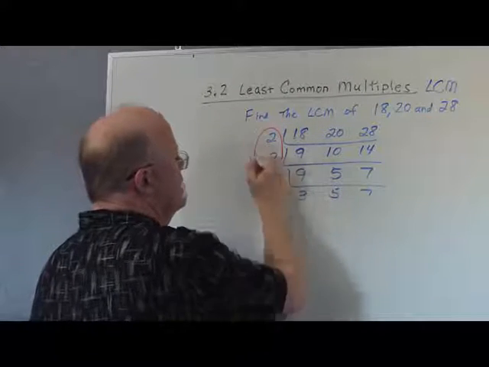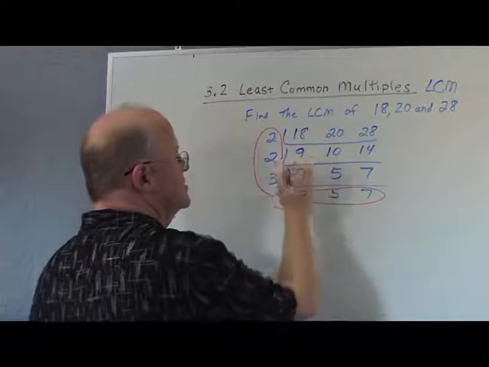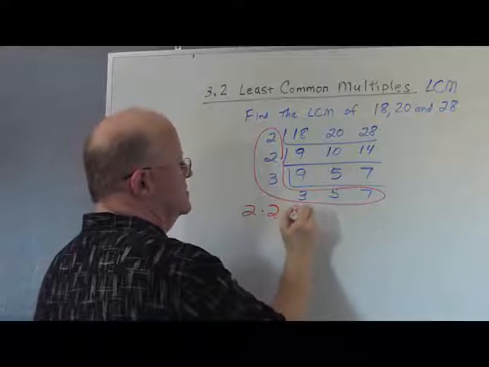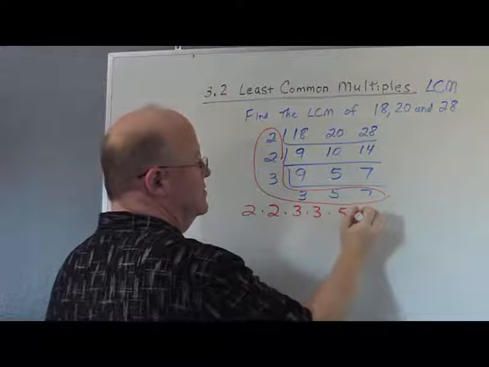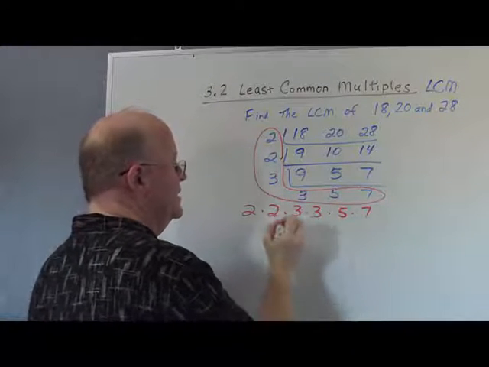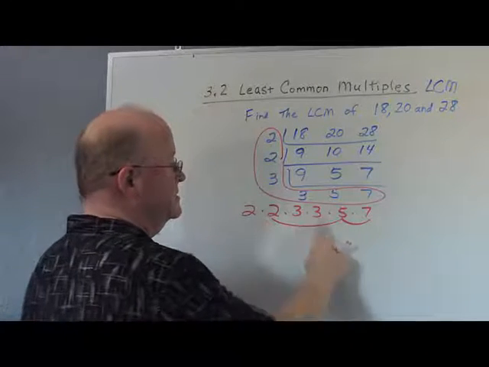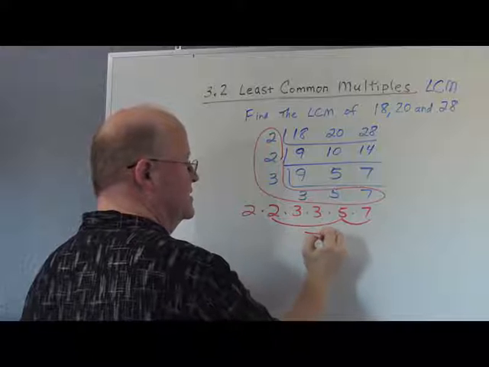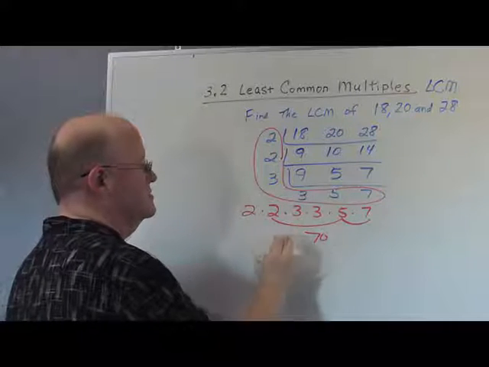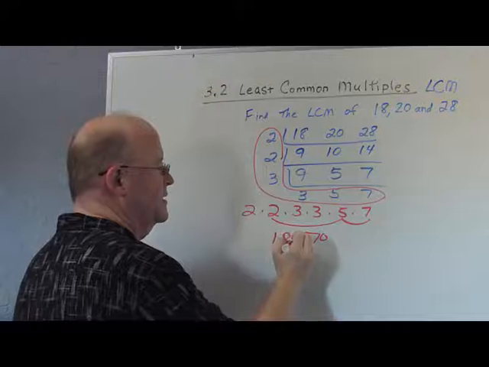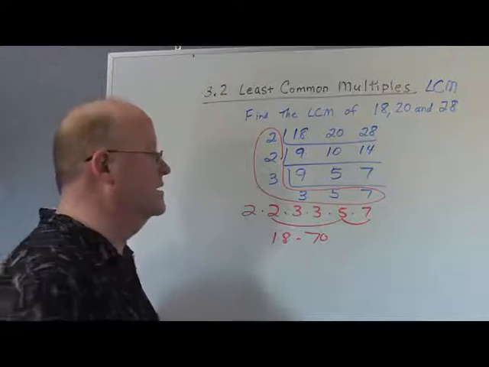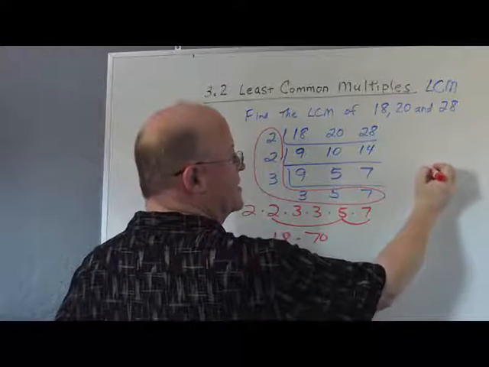Now we can multiply the factors along the edges. 2 times 2 times 3 times 3 times 5 times 7. I'm going to take the 2 times 5 times 7. That's going to make 10 times 7. That's going to make 70. And 2 times 3 times 3 is 18. There's 18 times 70. And I'm just going to go off to the side and do that.